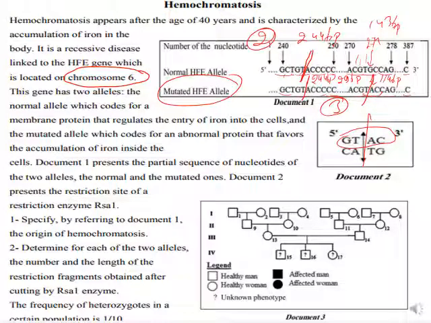The frequency of being heterozygous in this population is 1 over 10. So here the frequency to be heterozygous, or to be hybrid, is 1 over 10.